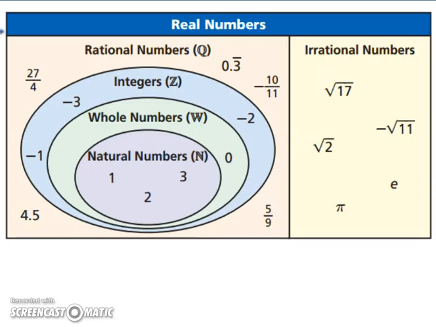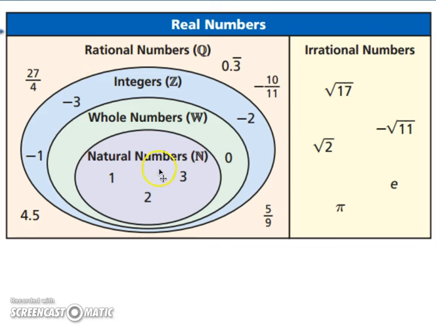Let's look at classifying real numbers. So, you have natural numbers, whole numbers, integers, rational numbers, irrational numbers, and all of these are what we would classify as real numbers. When you get to Algebra 2, you'll talk about unreal numbers.